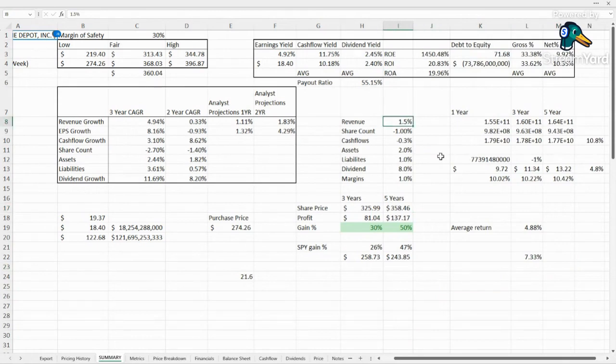Looking for a best case scenario here, let's say it outperforms analyst estimates by 2% for the next 5 years. Share count, if they can continue buying back 1.4%, although I really don't think that they will be able to. Cash flow, let's just say that they're able to hold at the 11.75, so we'd be looking at 2% growth there as well. Assets, 2.4, that's the higher range of what we've seen. Liabilities, 0.5. This is going to be a best case scenario here.